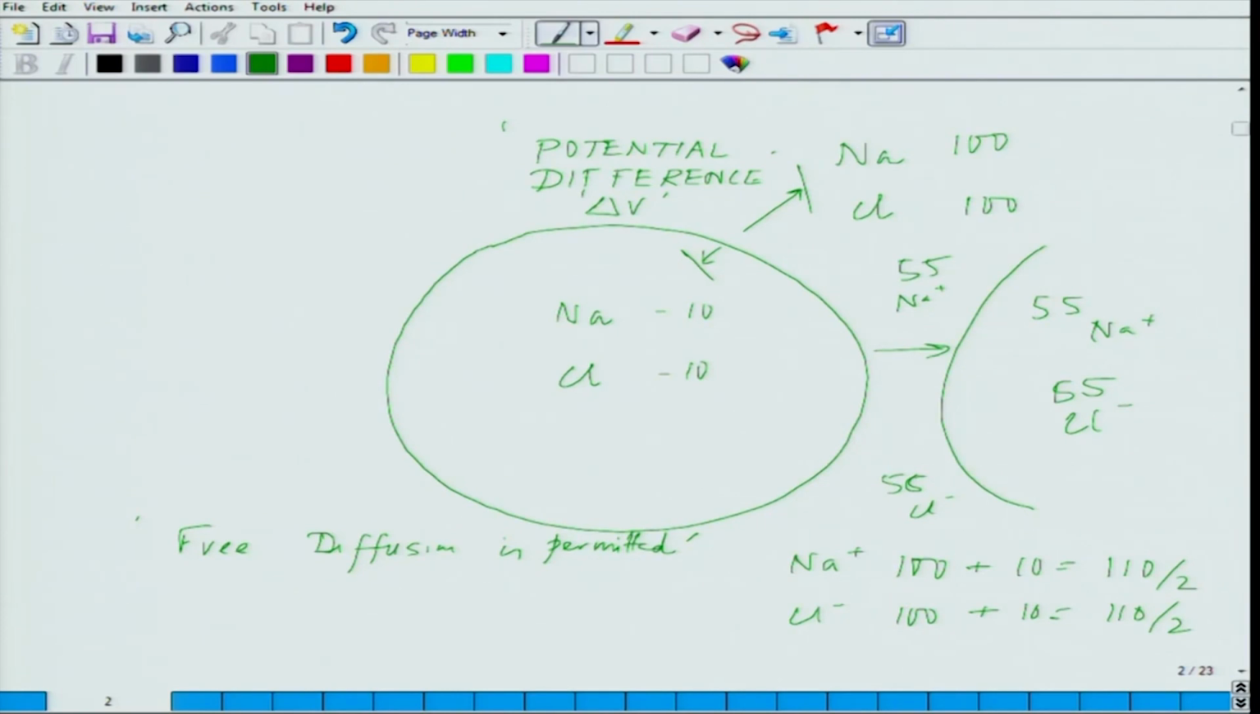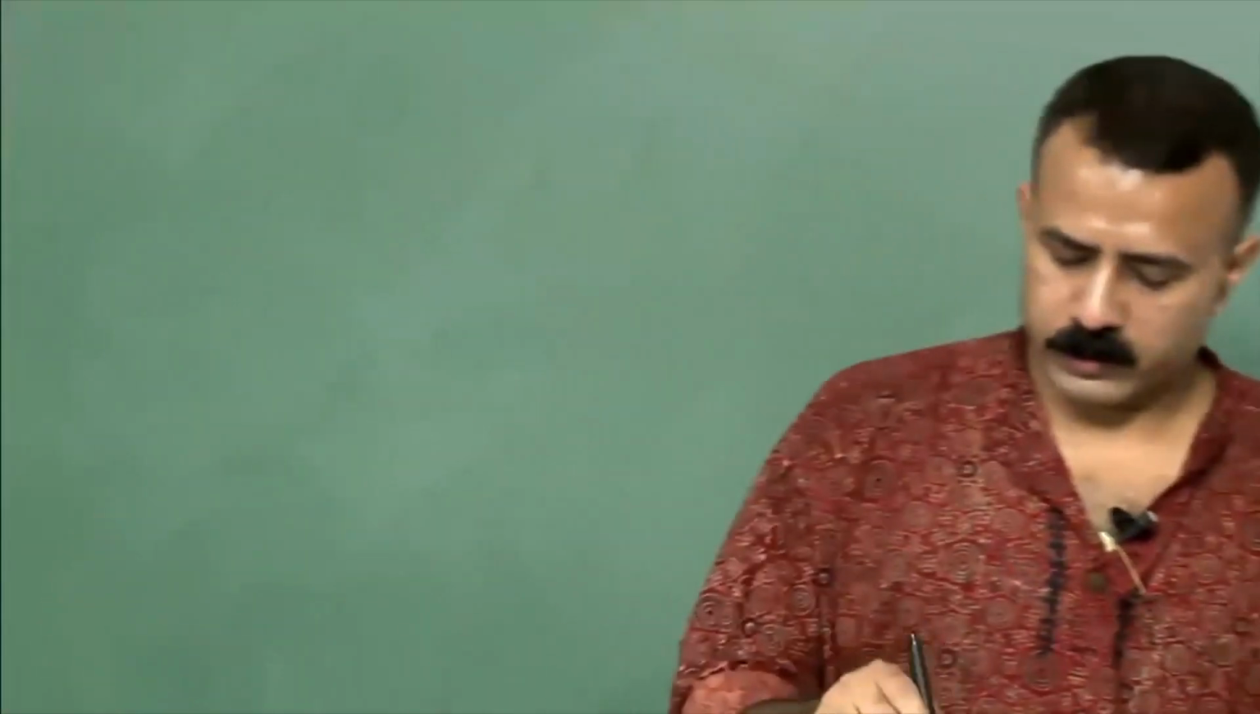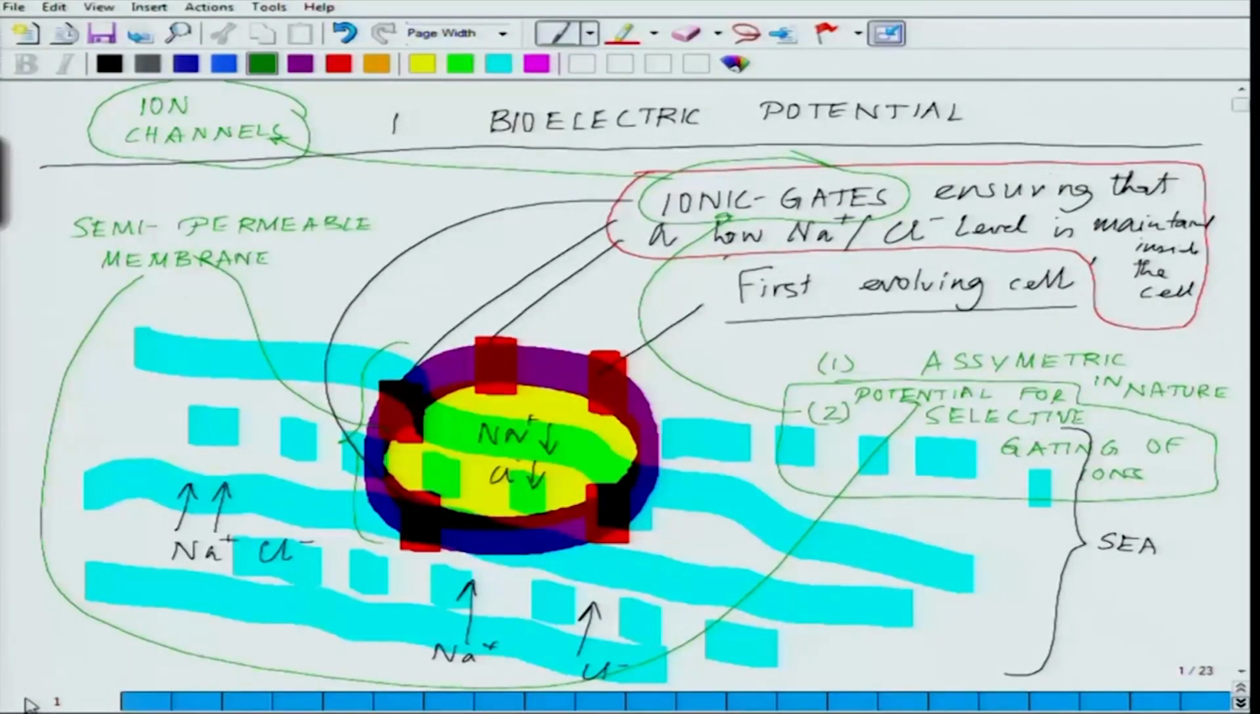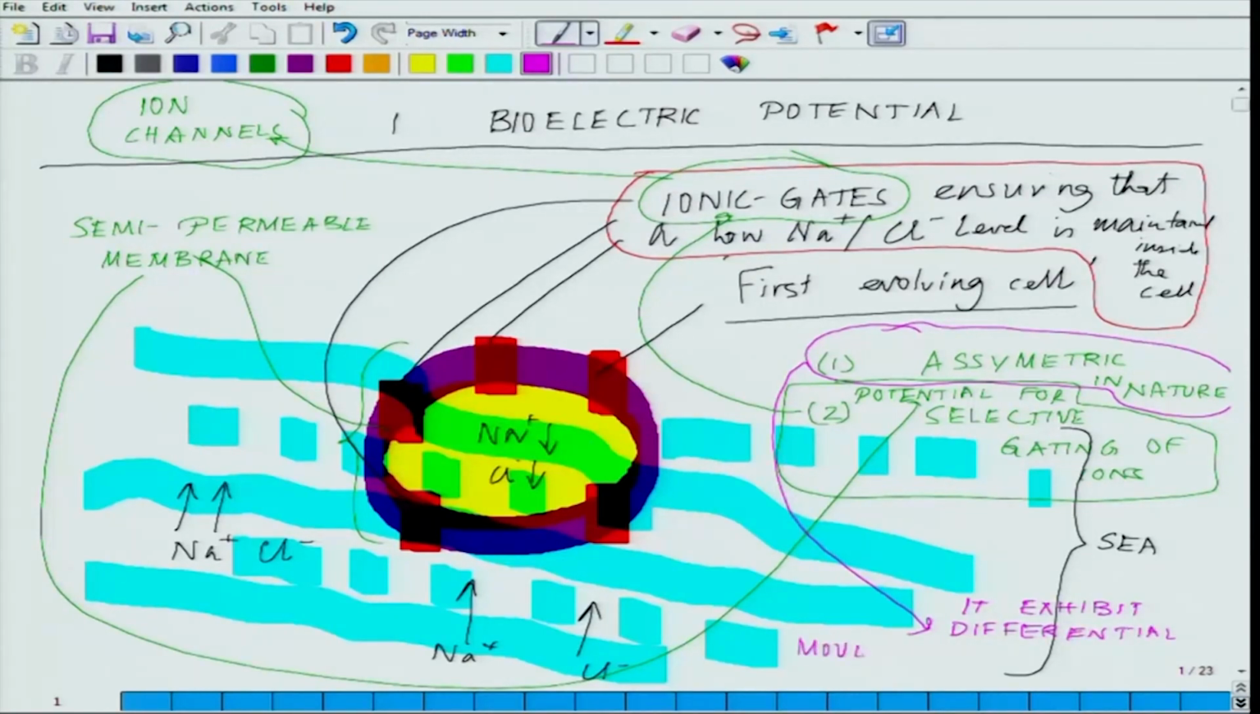But biology is smart. When the first membrane evolved, as I told you in the previous slide, it is asymmetric. It exhibits differential gating, differential movement of ions in either direction. What does that essentially mean? This membrane may allow sodium to move in or out, or allow chloride to move in or out.